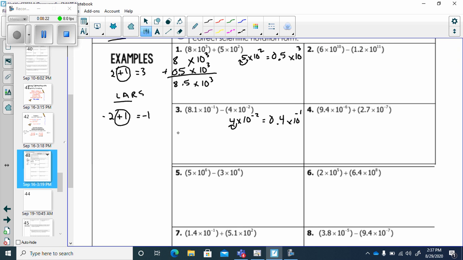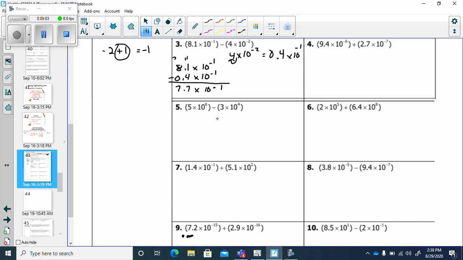Now let's set these up. I've got 8.1 times 10 to the -1 minus 0.4 times 10 to the -1. Let's subtract. I'm going to borrow 1 here. So I've got 11 minus 4 is 7. That gives me 7.7 times 10 to the -1. Okay, is that in scientific notation? Yes, because 7 is both greater than or equal to 1, and it's less than 10.